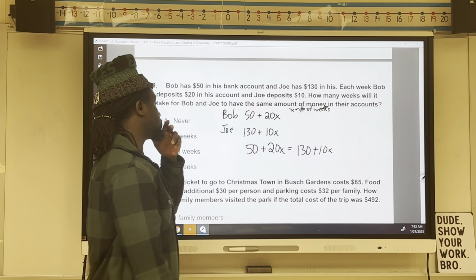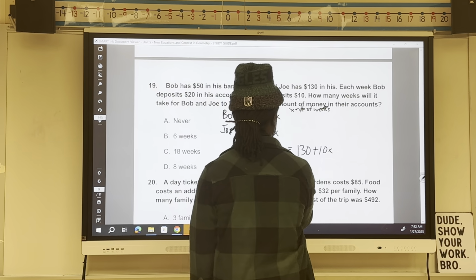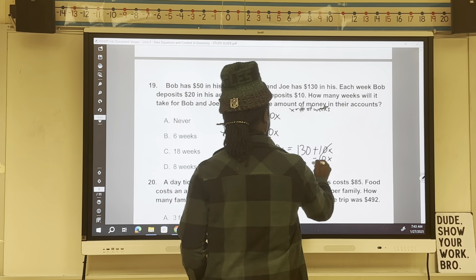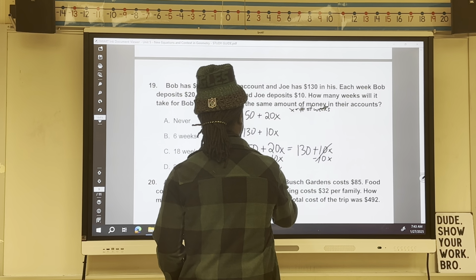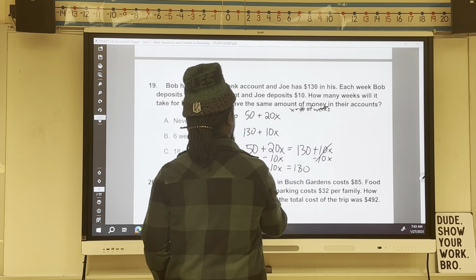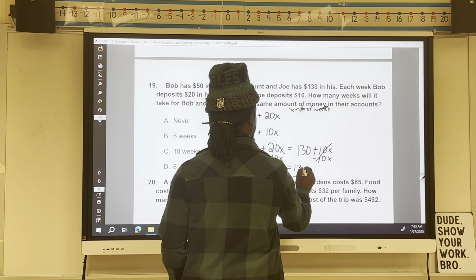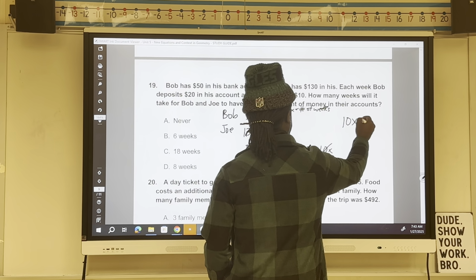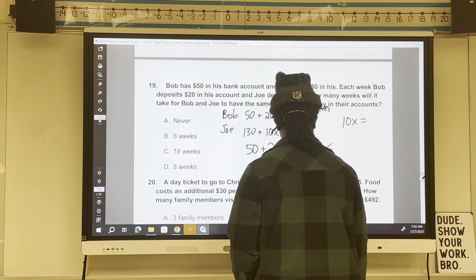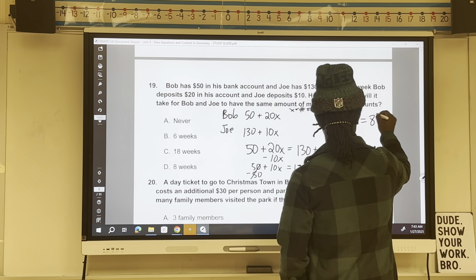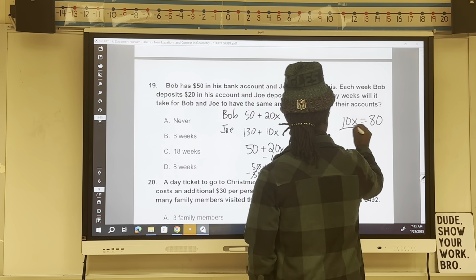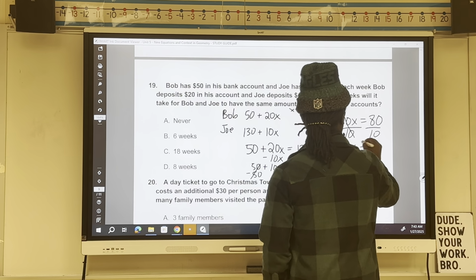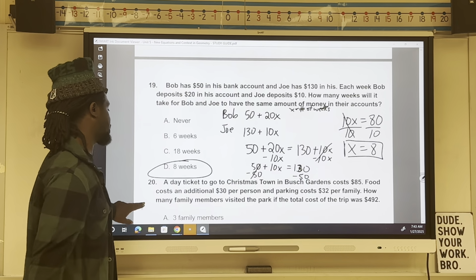Okay. So to do this, just like what we've been doing before, I'm going to get the x's by itself. I'm going to start by doing the inverse. I'm subtracting that. That's going to give me 10x plus 50 equals 130. Then I'm going to subtract the 50. That cancels, and I have 10x equals 130 minus 50, and that is going to give me 80, all right? And then divide by 10, that cancels, leaving me with 8 weeks, and so that is the answer there, all right?